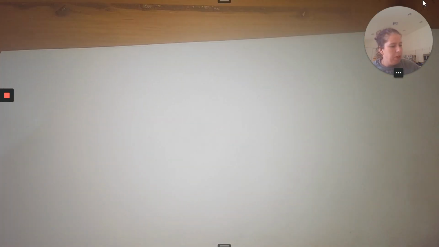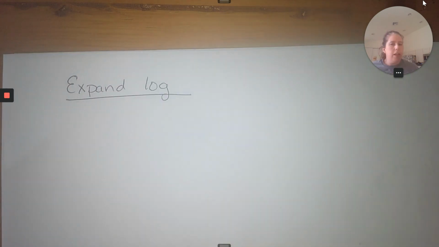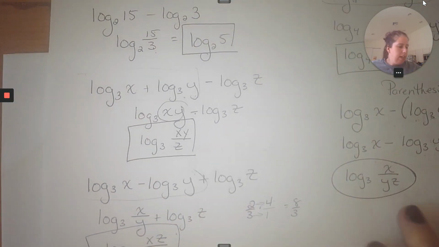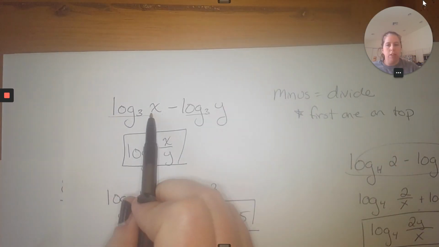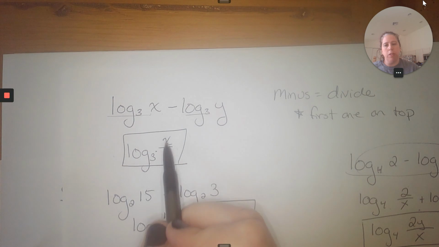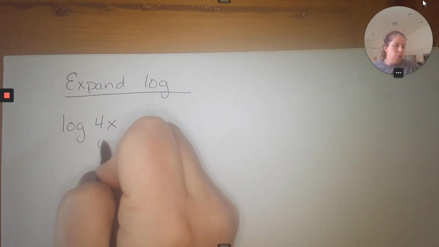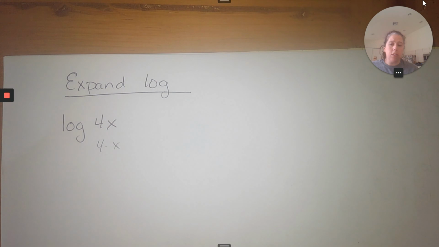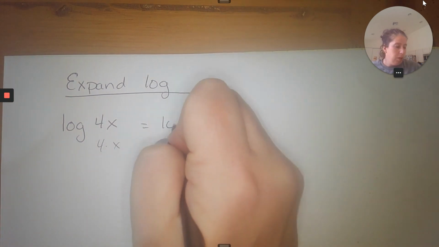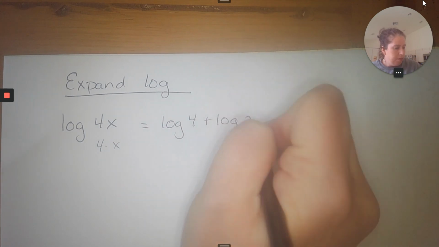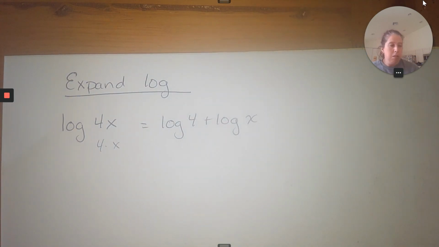All right, now let's do the other way. Now we're going to expand the log. Basically, instead of me giving you this and you giving me this answer, we're going to go the other way. I'm going to give you this and your answer is going to be that. So if I expand the log, let's do log of 4x. This is really 4 times x, and multiplying means add. So this is going to be log 4 plus log x. Plain and simple.